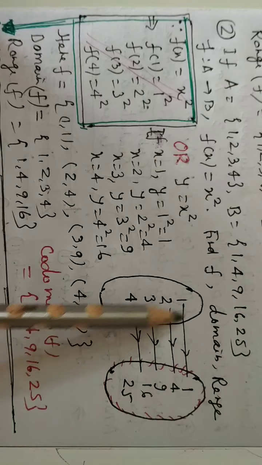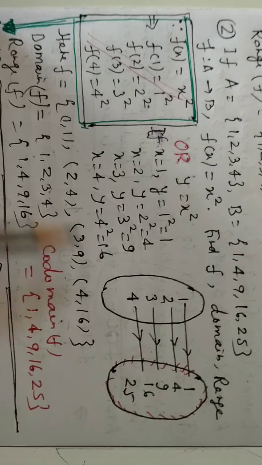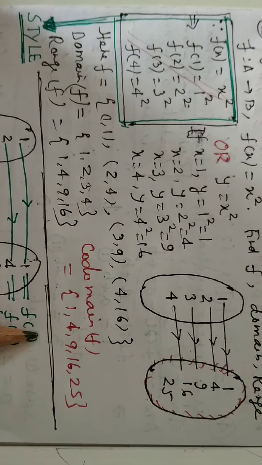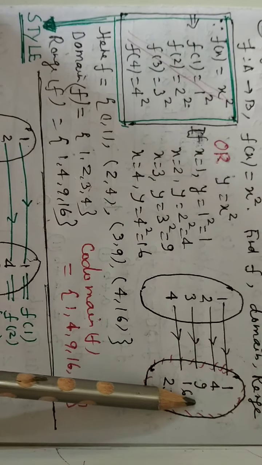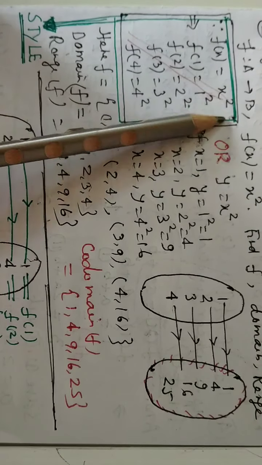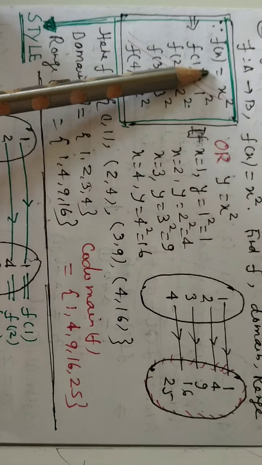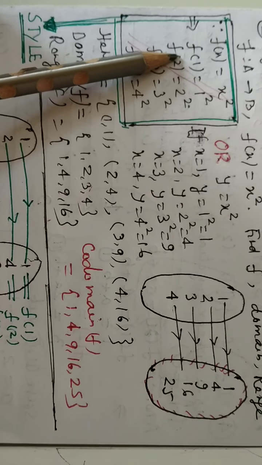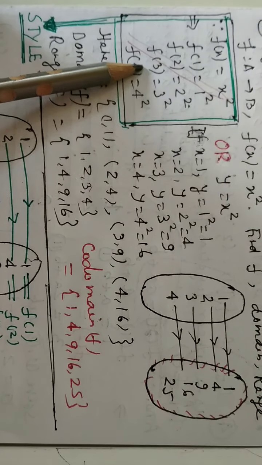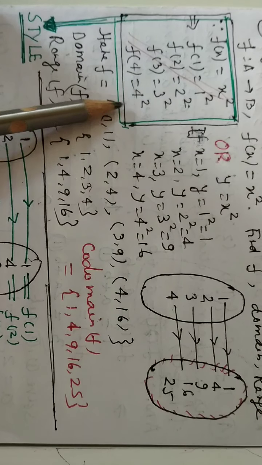And what is the domain? The used elements of the first set. What is the range? The used elements of the second set. What is the codomain? All elements of the second set. Now just see this box. f(x) is equal to x square. So f(1) is equal to 1 square, f(2) is 2 square, f(3) is 3 square, f(4) is 4 square.